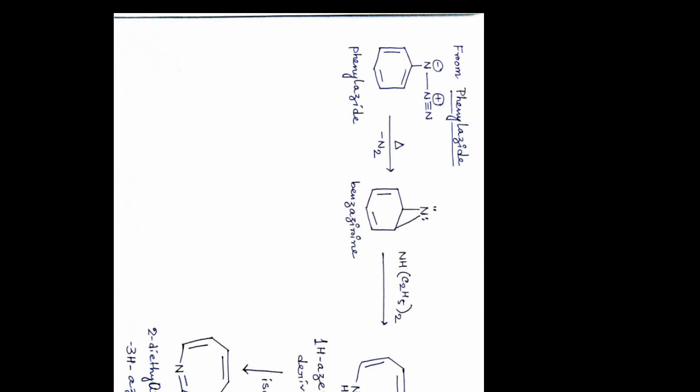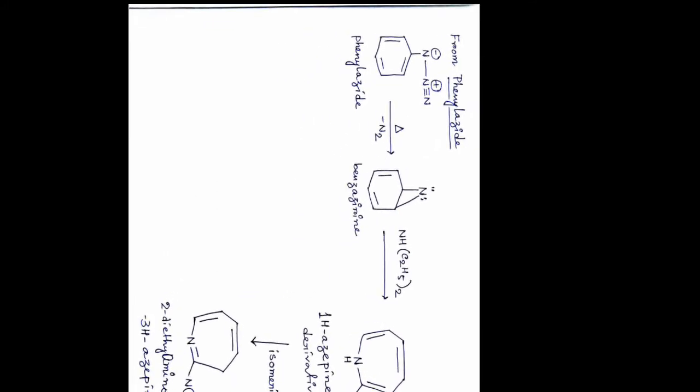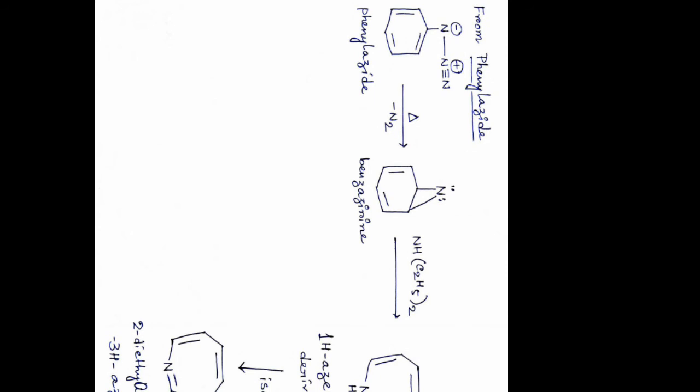So, as you can see, this is another reaction of azepine derivatives. Now the reagent used for this reaction is phenylazide. This is the specific structure of phenylazide, a phenyl ring along with 3 nitrogens, that is your phenylazide.